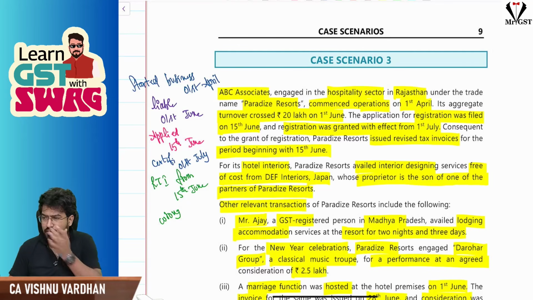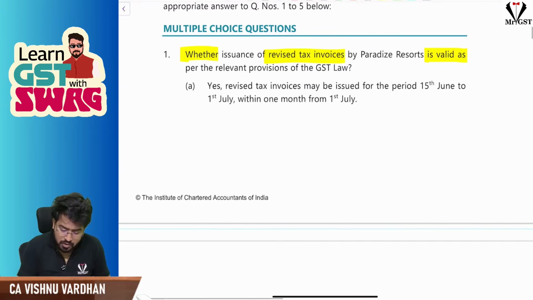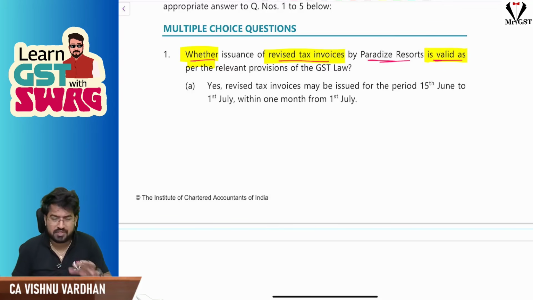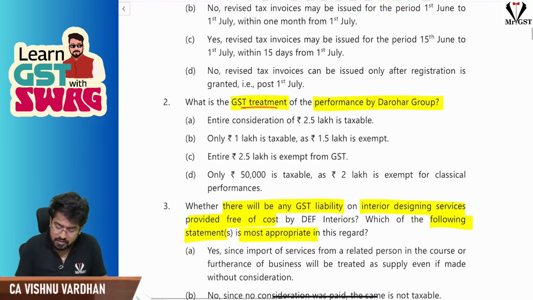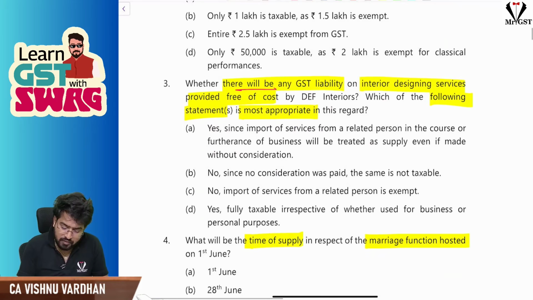Right. Coming to case scenario number 3. See, first of all, coming to the questions. Whether revised tax invoice issued by Paradise Resorts is valid is the first question. So they have issued revised tax invoices. Is it valid or not? We have to check. GST treatment for performance by Darohar Group. Okay. Next, will there be any GST liability on interior designing services provided free of cost by DEF Interiors? Which of the following statement is most appropriate?